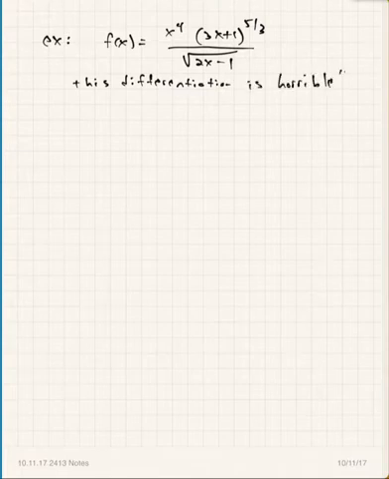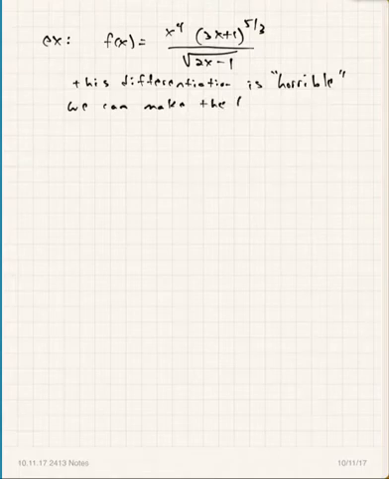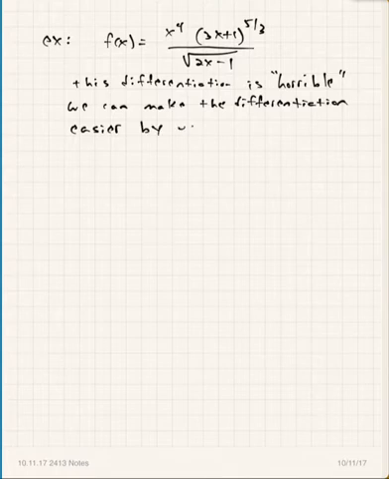You've got a quotient rule, and then inside the quotient rule, you have the product rule. Inside both the quotient and the product rule, you have the chain rule a couple of times. It's just a really nasty problem. We can make this easier. We can make the differentiation easier by using logarithmic differentiation.